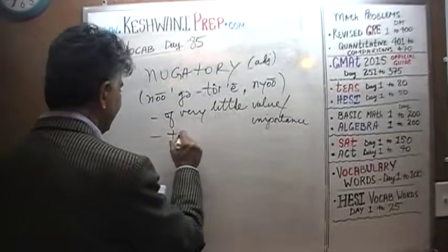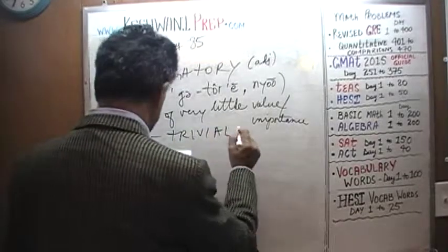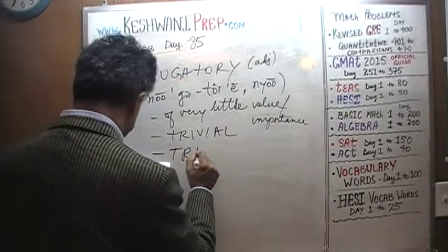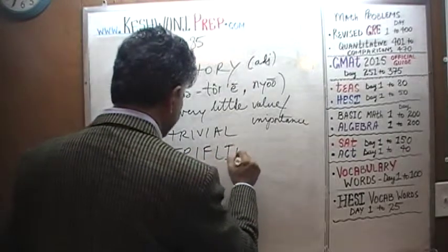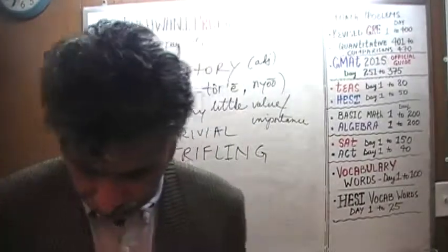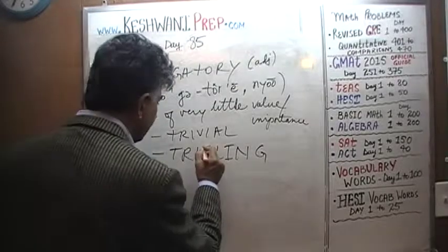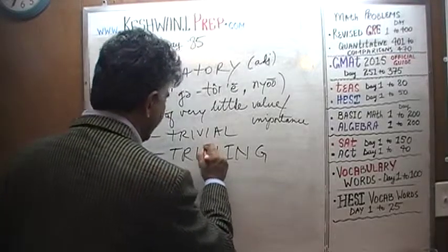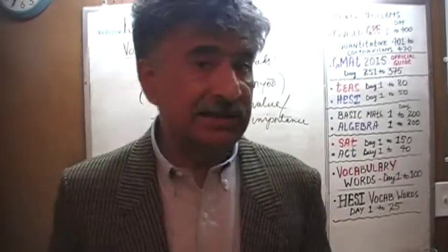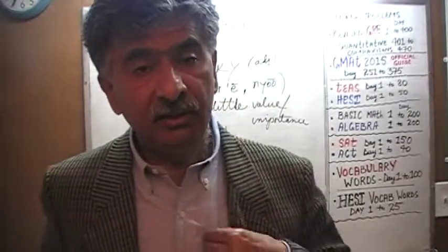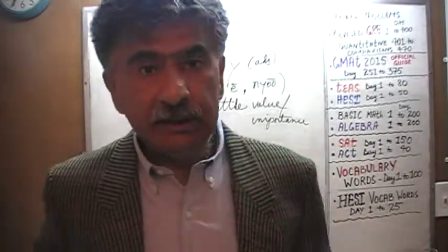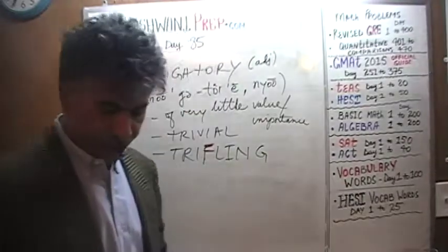It is trivial. It is trifling. Notice the word trifling has only one F, not two. So if it's a trifle, it means it's of very little value, it's trivial, it is of no importance, or of very, very little importance, it is nugatory. Do you understand? Let's move on.